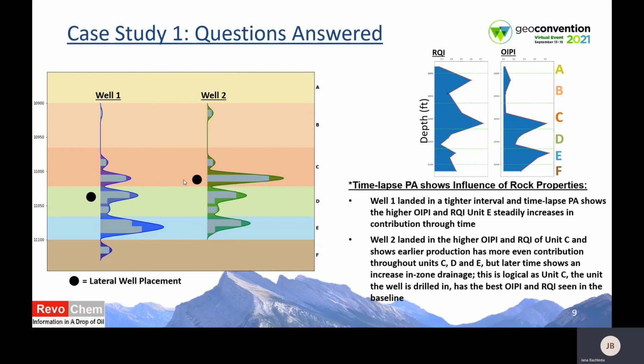However, well 2, which landed higher in the best permeability and one of the highest oil saturation intervals of this entire interval, has a different story. It shows that through time, there's an increase in in-zone drainage. Because the zone it's drilled in has very high permeability and oil saturation, the zone it's drilled in has more contribution through time. This shows us the importance of understanding how reservoir quality impacts our drainage through time.